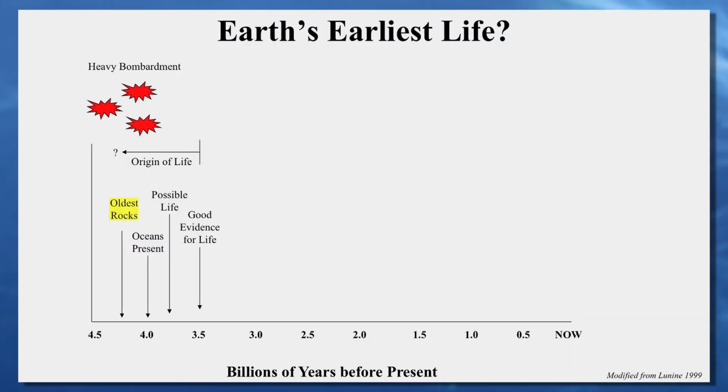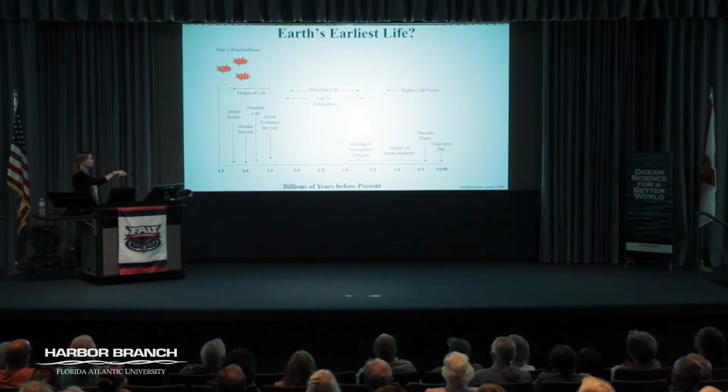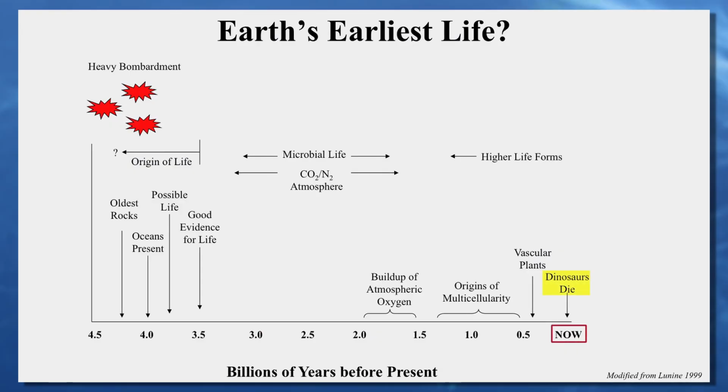But we have evidence for rocks back to 4.2 billion years ago. These are continental rocks. And we know our oceans were present by about 4 billion years ago. And then there's some evidence for life. It's very good here at 3.5, a little more controversial going back to 3.7 billion years ago. For most of our planet's history it's a microbial game, right? We don't see, quote unquote, higher life, origins of multicellularity, until we have this buildup of atmospheric oxygen. So for most of our planet's history, it didn't have oxygen, it was a little bit warm, and there was no eukaryotic or higher life. So here we are, the dinosaurs just died.